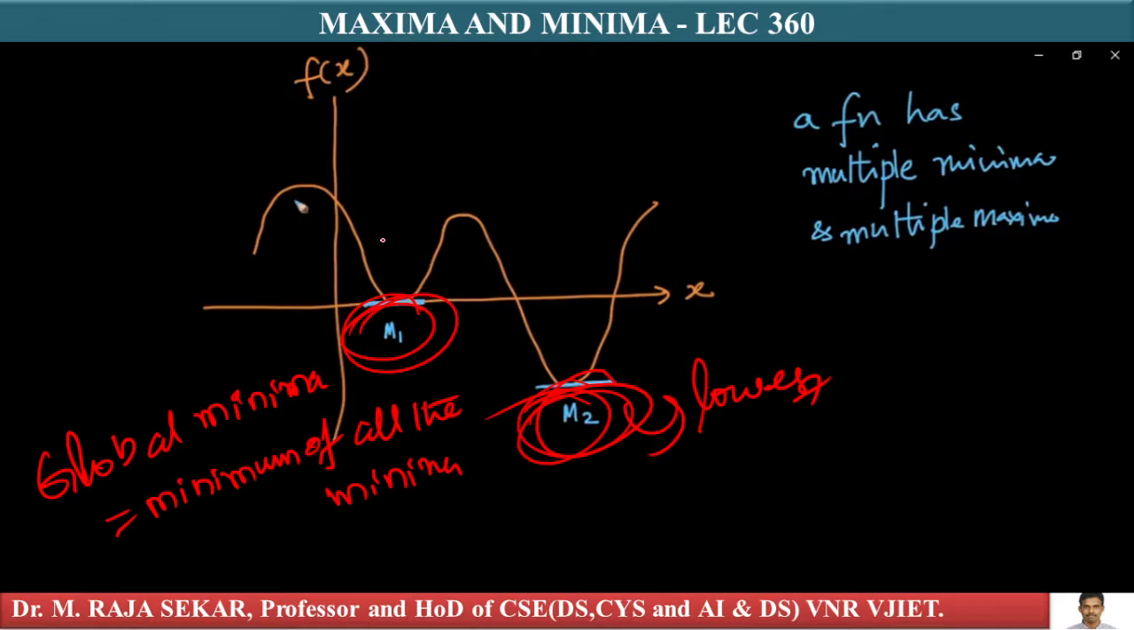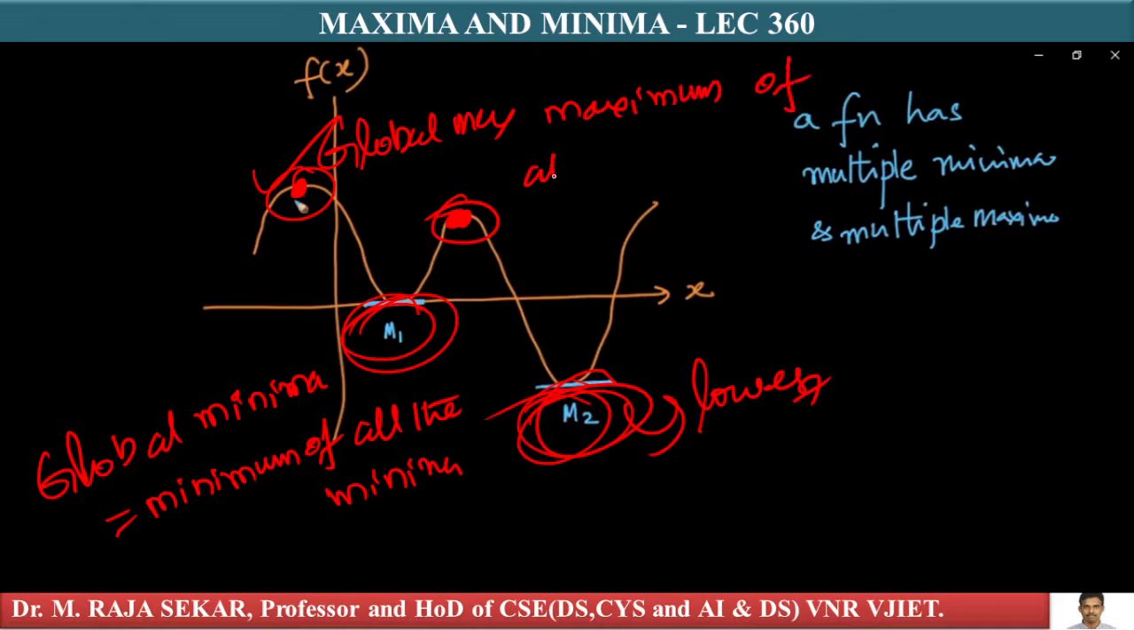Maximum of all maxima. This is maximum 1. This is maximum 2. In this locality, in the neighborhood, this is maximum. But which one is maximum among these two? This is maximum. Therefore, this is known as global maximum, isn't it? What does it mean? Maximum of all the maxima is global maxima.